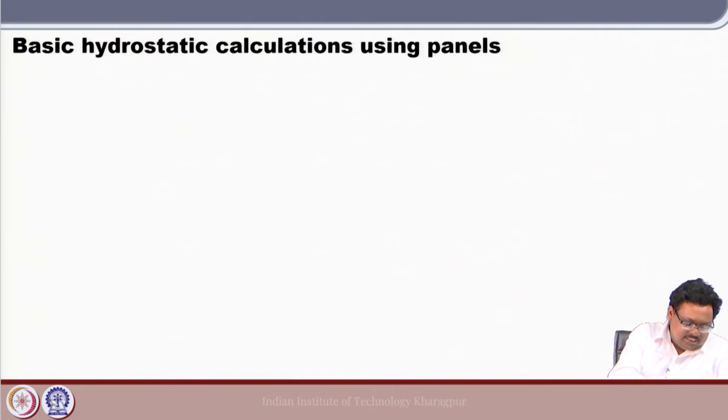Okay. You can see that first we started with the hydrostatic calculation. These hydrostatic calculations are very important, because in time domain the correctness of the hydrostatic calculations is crucial. Let us briefly discuss why first.